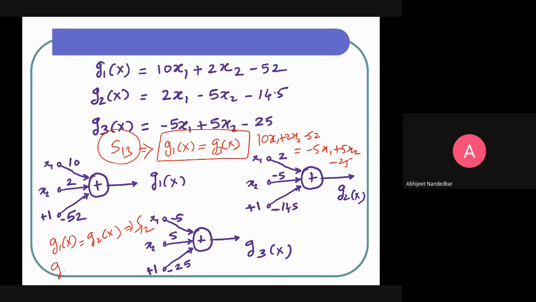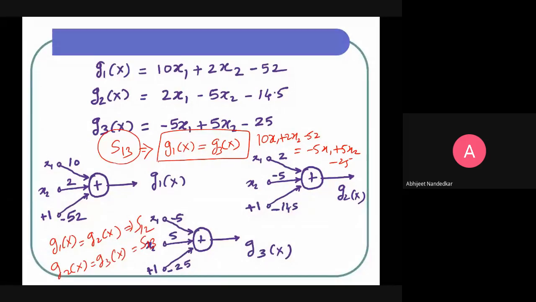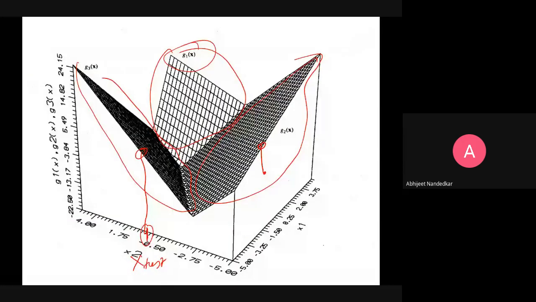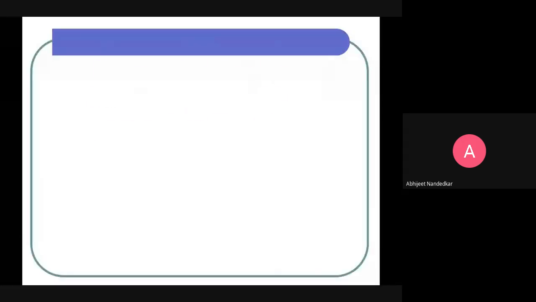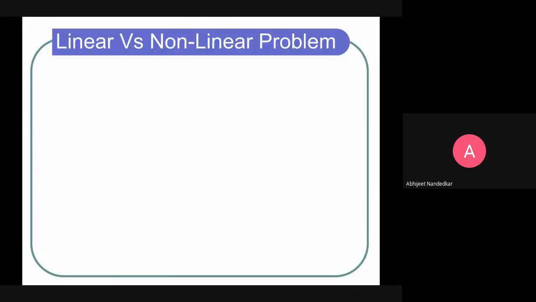Then you can equate g2x with g3x and you will get s13. So that was the thing, with the help of, I can say, a graphical and analytical way of doing things.